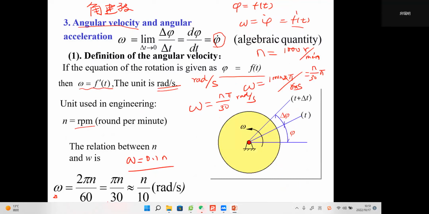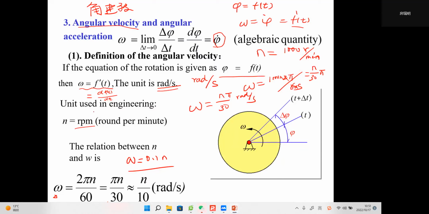1 dot of phi, right? So this is the definition of angular velocity. If we have phi equal f(t), then from this expression we know our omega, which is angular velocity, should be omega equal f prime t. This prime means f prime t is df/dt. It means derivative calculation, right?